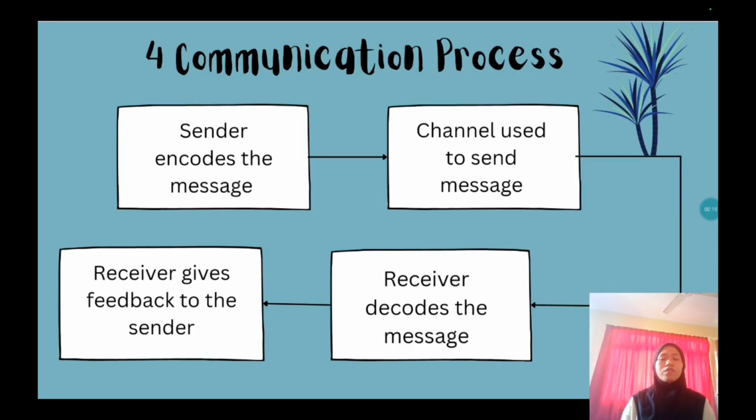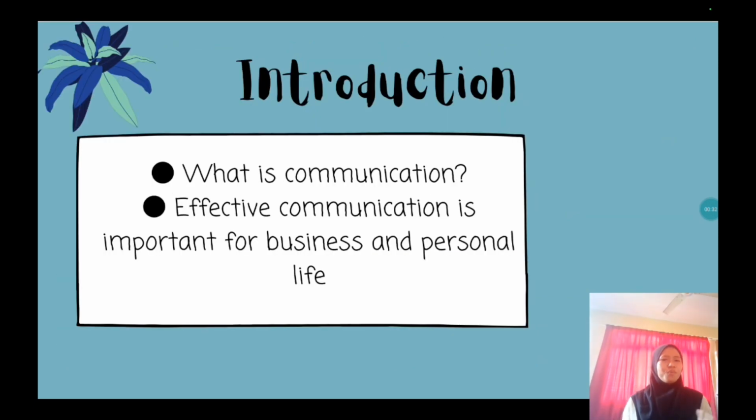The communication process involves four steps: the sender encodes the message, a channel is used to send the message, the receiver decodes the message, and lastly the receiver gives feedback to the sender. What is communication? Communication is the transmission of a message from the sender to the receiver using various channels of communication.